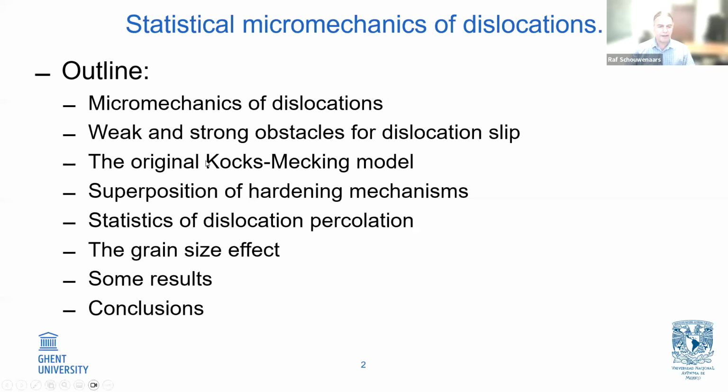Then I will briefly rehearse the original Kocks-Mecking model with some small modifications. Then I will discuss the topic of the superposition of hardening mechanisms. And then we go really to the statistical part, first of dislocation percolation, and then we apply it to the grain size effect. These are two theoretical sections. And then finally, I will show some results of the calculations and some conclusions.